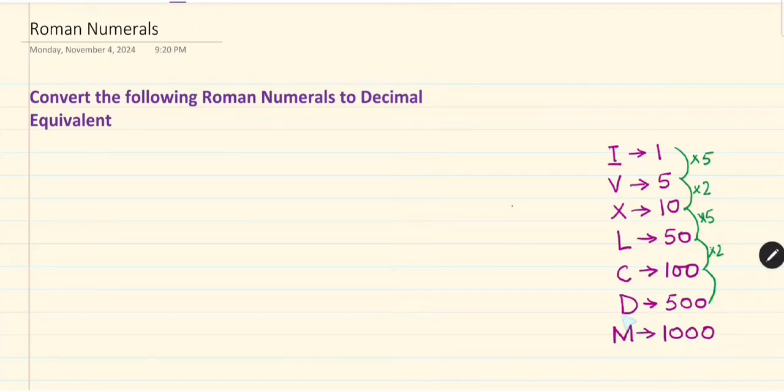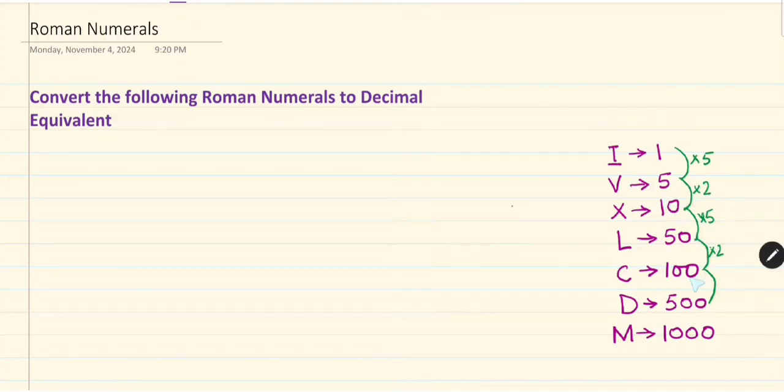So there are 7 numerals in the Roman system, and as we arrange them from the lowest to highest, we see that the numbers increase in alternate multiples of 5 and 2. The first value is a 1, and the next value is a 5. So 1 times 5 is 5. But then the next one, X, is a 10. So 5 times 2 is 10. And then the next one is 50, which is 10 times 5.